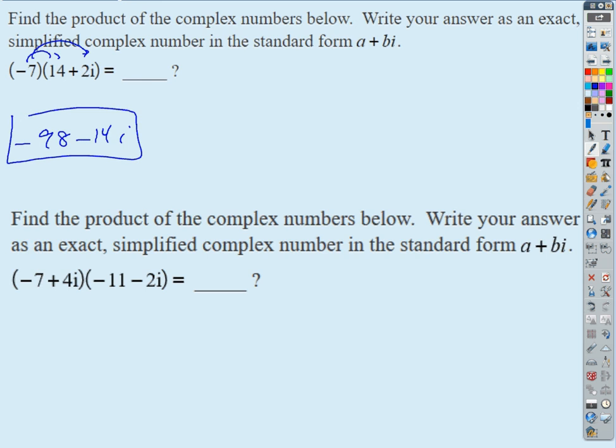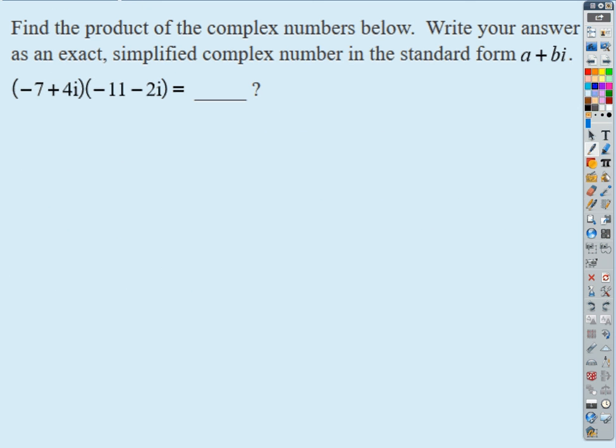Okay, what about this guy down here? This is a little tougher because now I've got two complex numbers, each of which has a real and an imaginary part. So what am I going to do here? How would you multiply these out if you had x's instead of i's? You just distribute, right? FOIL or whatever you want to call it. It's better just to think of it as distributing. So I would distribute from the first number to the second one, right? Just like you would if you're multiplying out binomials with x's in them.